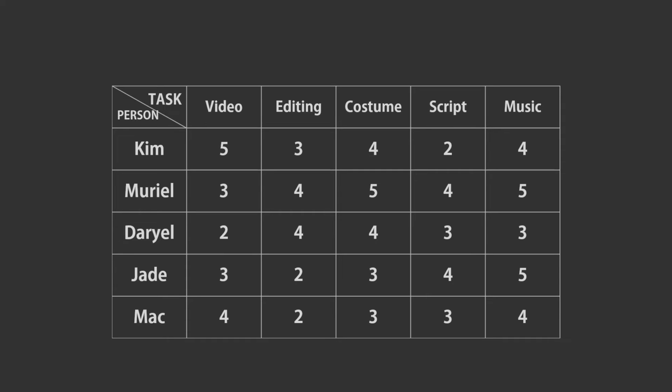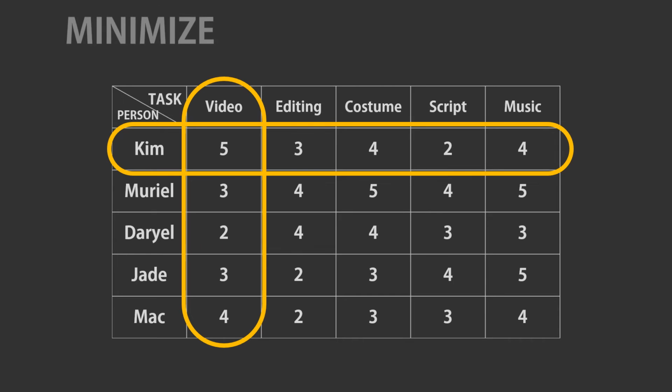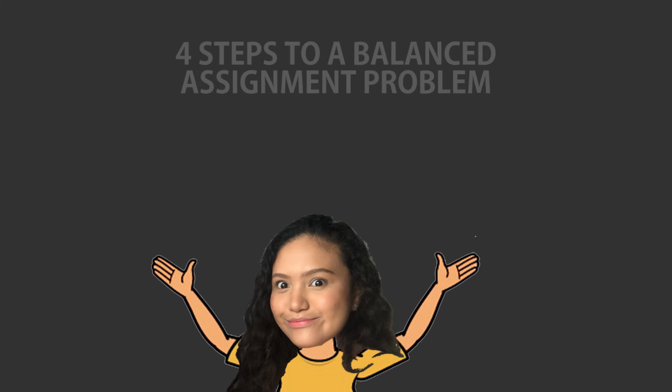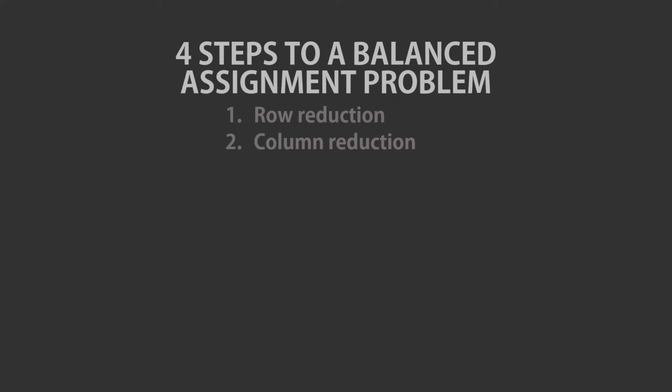In an assignment matrix, the rows are the objects or people we want to assign, and the columns are the tasks or things we want them assigned to. The goal is to assign projects to people so that total costs are minimized, since most assignment problems are minimization problems. There are 4 simple steps to a balanced assignment problem. Number 1, row reduction. Number 2, column reduction. Number 3, optimality test. And number 4, total cost.